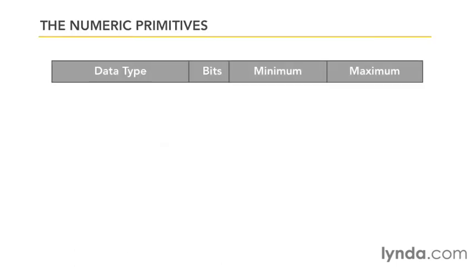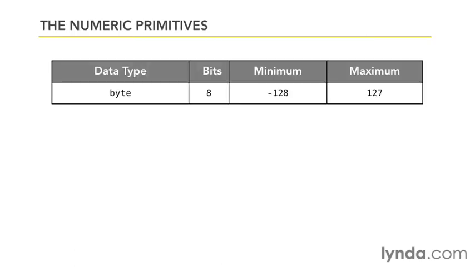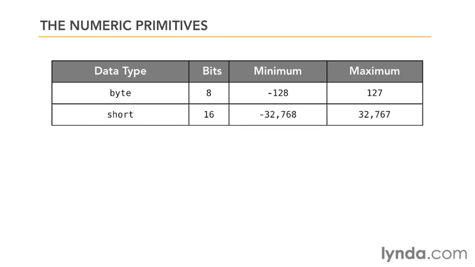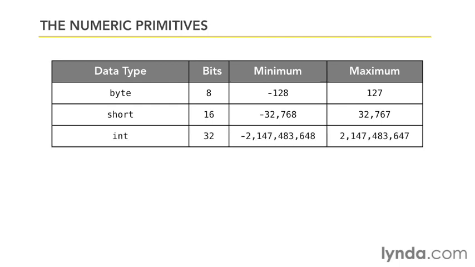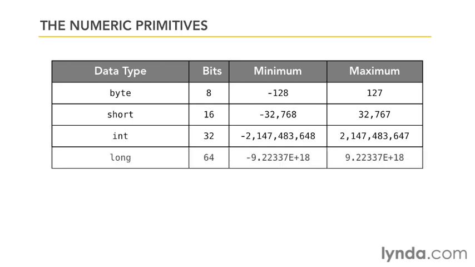Here are the numeric primitive data types. The byte data type takes 8 bits and can represent numbers starting at -128 and going to a maximum of 127. The short integer takes 16 bits and has much greater range. And the most commonly used integer data type, int, takes 32 bits of memory and has a minimum and maximum of over 2 million in each direction. There's also a long integer. It takes twice the memory that an int does and should only be used when you're representing very large numbers.